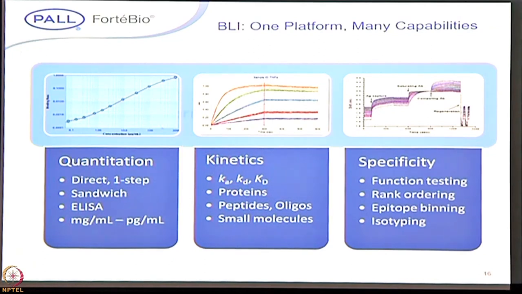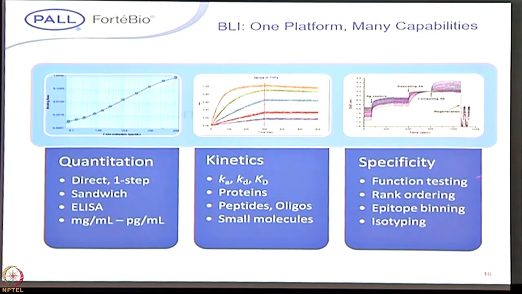The kinetics, as I mentioned, the on rate, off rate, and the affinity constant, you can determine irrespective of whatever the biomolecules are. Maybe protein to protein, protein to small molecules, protein DNA, protein RNA, and all that. Apart from the specificities, you can do functional testing with respect to Fc-gamma interactions, which people are doing in drug discovery.